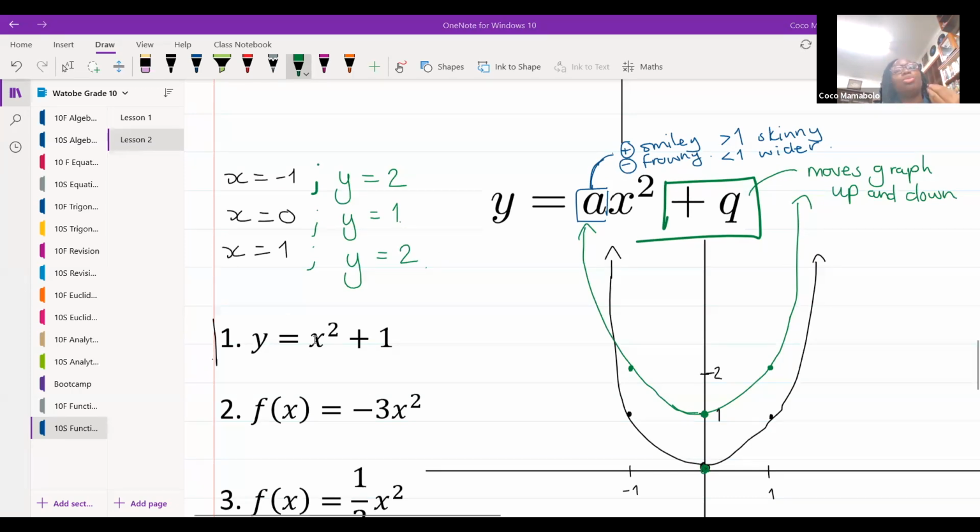All right, good. So what Q does, guys, is it just takes the graph and it moves it up and down. That's all that it does here. Okay, it moves the graph up and down. Now, let's put these two things together. If I put a 2 here, and I'm going to change this number to +3.